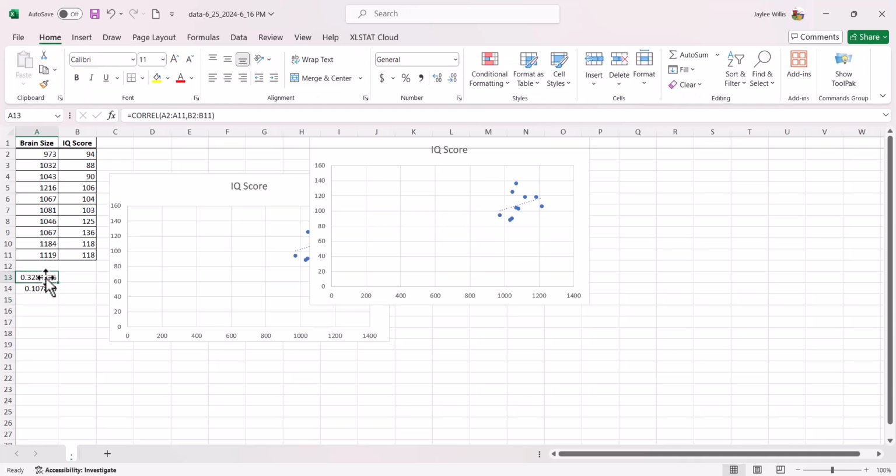And then to calculate the value for R, which could be positive or negative, you just use this Correl function and select your 2 data sets. And then if you want to square it, you just take that result and raise it to an exponent of 2.